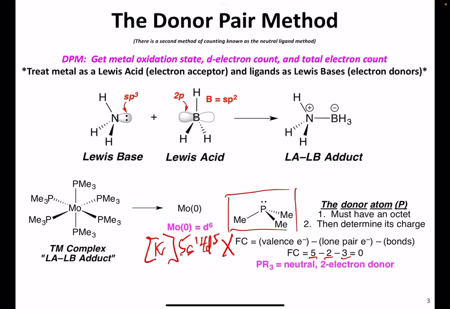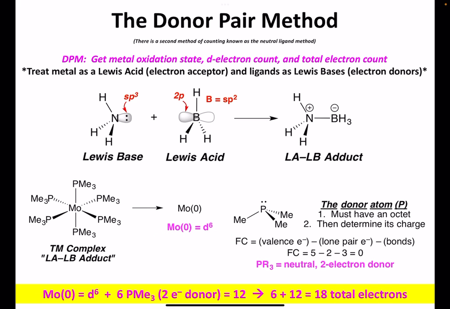Now, if we come back to the problem at hand, this moly compound, we have moly 0, which is d6. We have 6 PMe3 donors, each donating 2 electrons. That's 12 electrons due to the ligands. 6 plus 12 equals 18 total electrons.